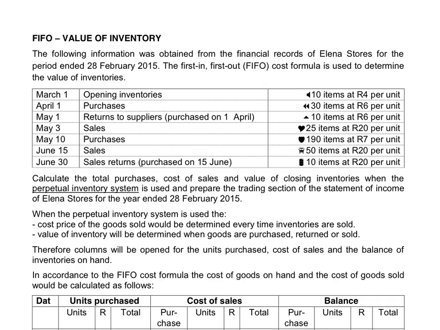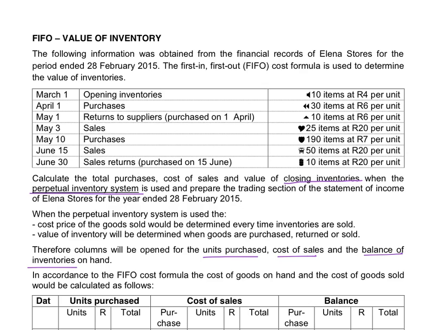Because we're using the perpetual inventory system, we have to calculate the cost of sales after every transaction. You determine cost of sales and you record it in your inventory account so that you can determine your closing inventories. Because we are using this perpetual system, we will open columns for units purchased, cost of sales, and the balance of the inventory on hand.